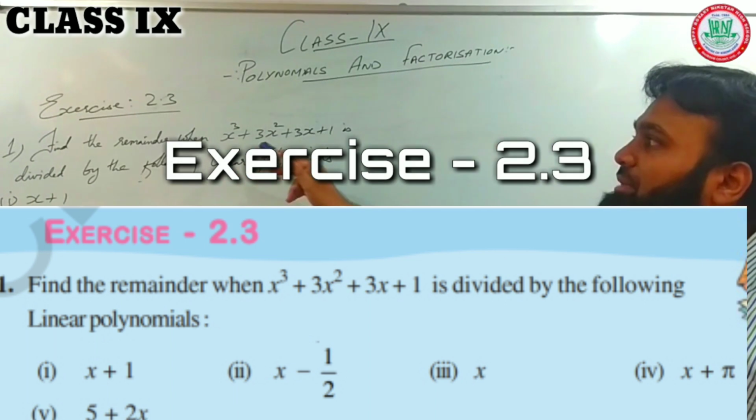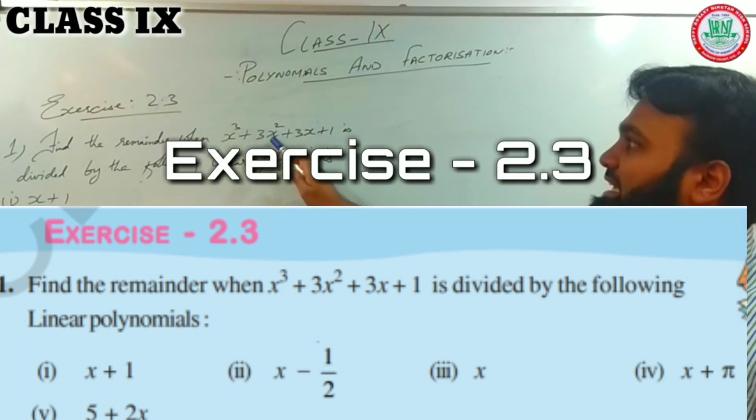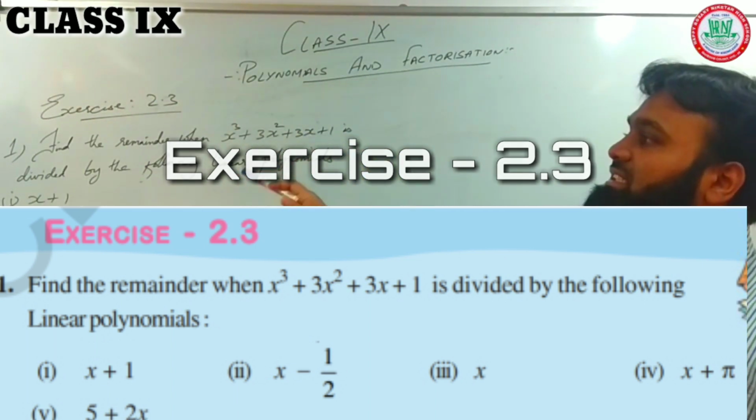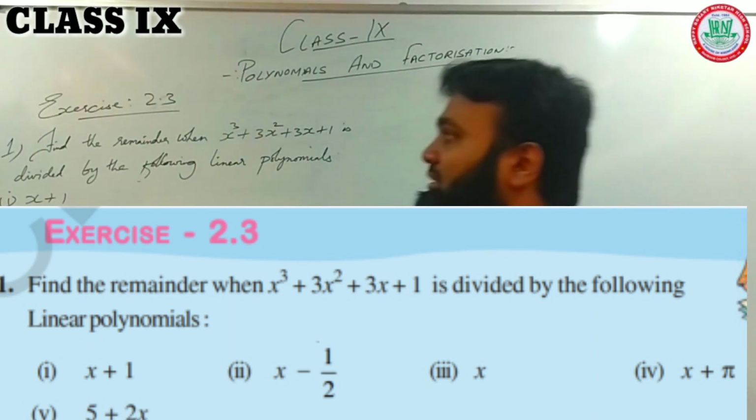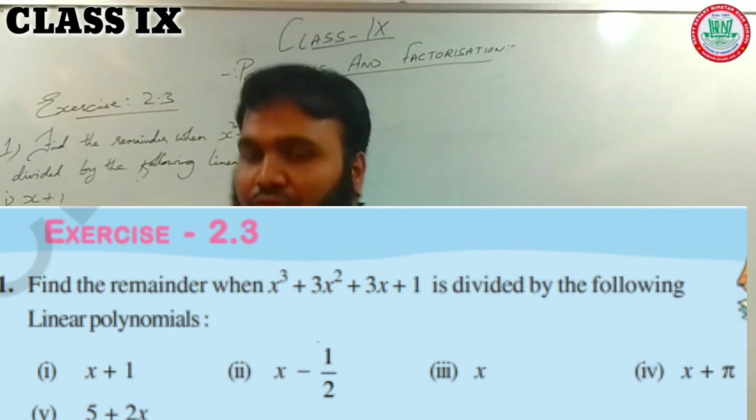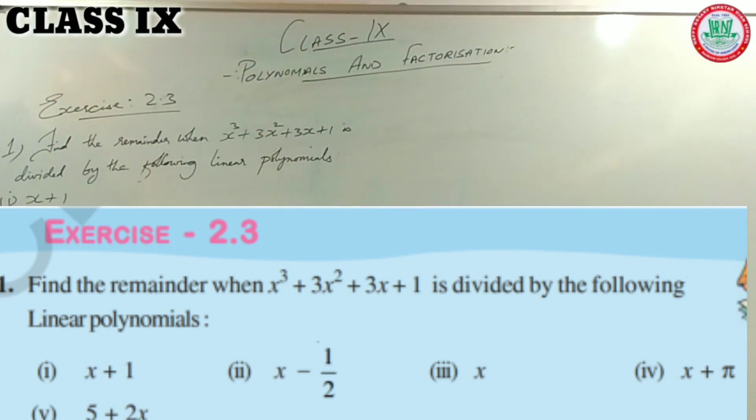First question: find the remainder when x cube plus 3x square plus 3x plus 1 is divided by the following polynomials. The polynomial given is x plus 1. So first we will start this problem.